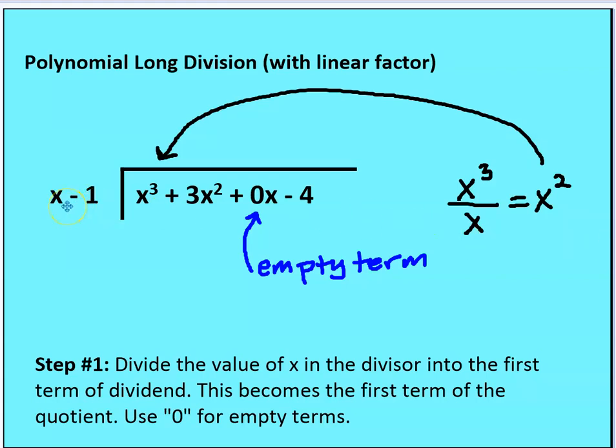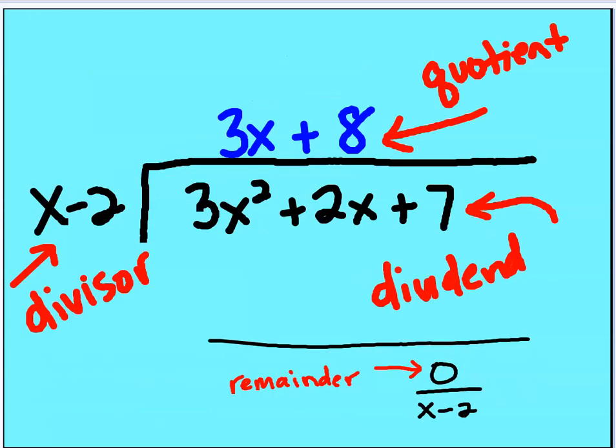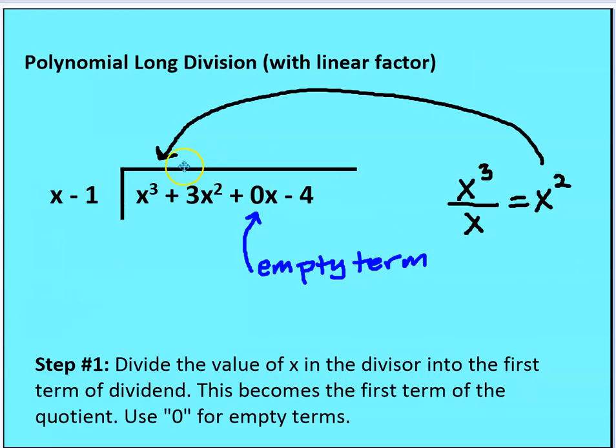All right, so let's go through the process of polynomial long division with a linear divisor, which is x minus 1. All right, so we're going to take the first term in the dividend, and we're going to take the divisor's first term, and divide the divisor's first term into the dividend's first term. And we're going to get this result, which is x squared. That becomes our quotient, and we're going to place that here.